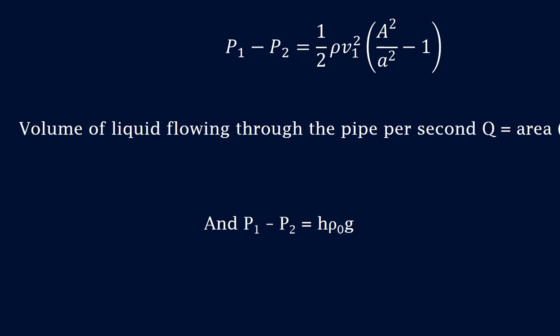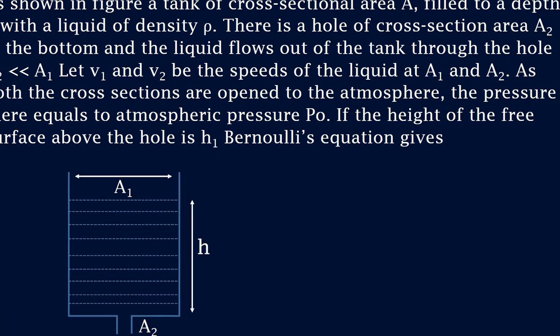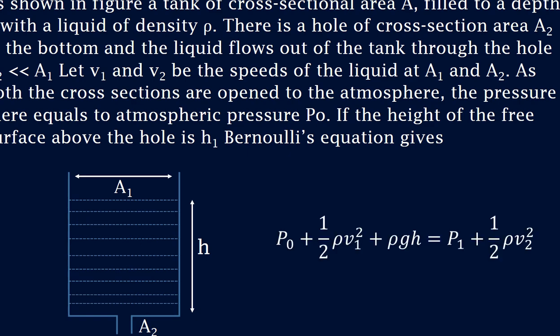Speed of efflux. As shown in the figure, a tank of cross-sectional area capital A1 is filled to a depth H with a liquid of density rho. There is a hole of cross-sectional area A2 at the bottom and the liquid flows out of the tank through the hole. Note, A2 is very small compared to A1. Let V1 and V2 be the speeds of the liquid at A1 and A2 respectively. As both the cross sections are open to the atmosphere, the pressure therefore equals atmospheric pressure P0.